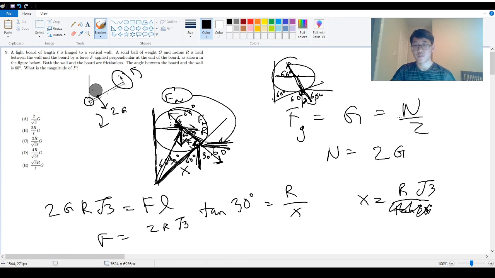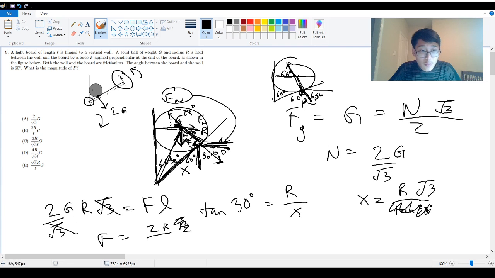So FG should have been equal to n times sine of 60 degrees, so that's root 3 over 2 instead of just n over 2, okay? So that means n is equal to 2 over root 3 g. Okay, and that means that right here, we're multiplying by 2 over root 3. Okay, now this makes a lot more sense. We cancel out, so then we end up with 2 over r divided by length times g, and that gives us the right answer, which is B.